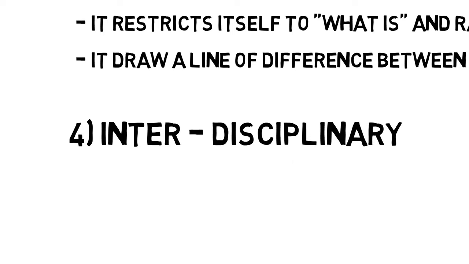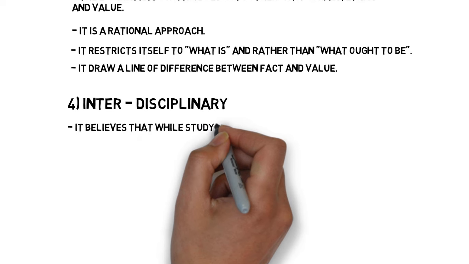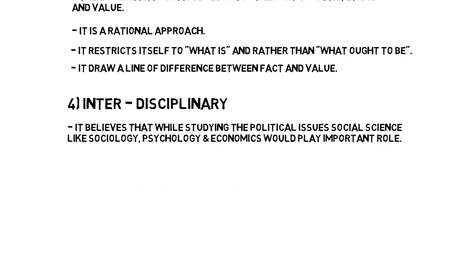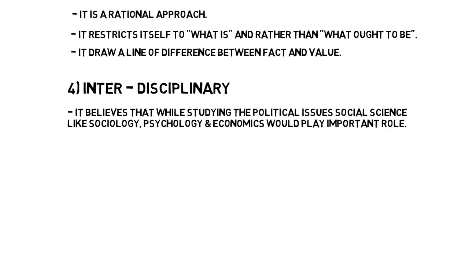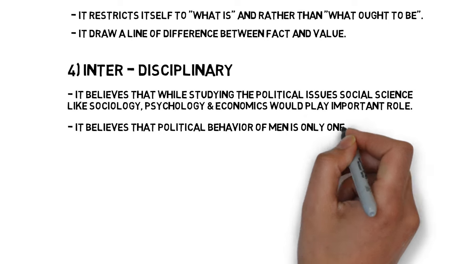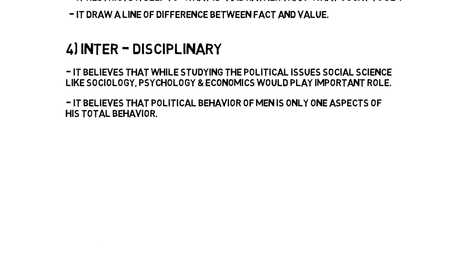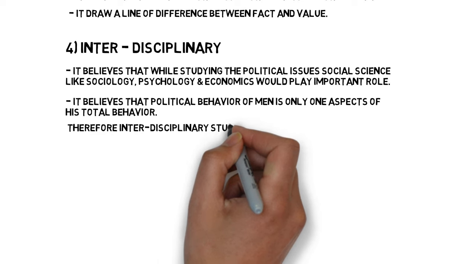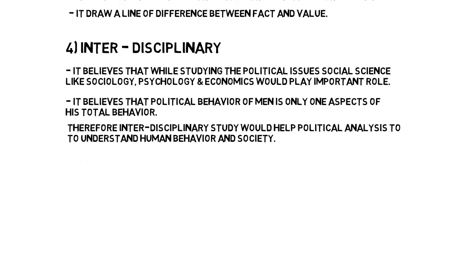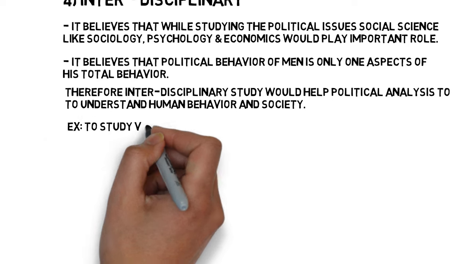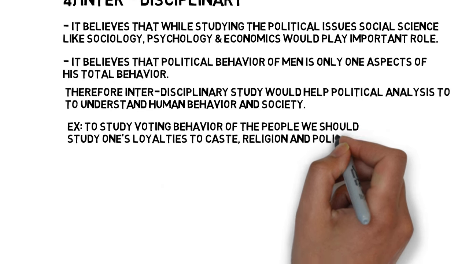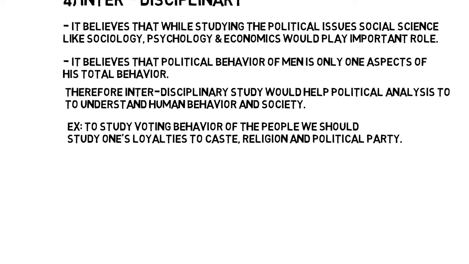Empirical theory is also known for interdisciplinary approach. It believes that while studying the political issues, social sciences like sociology, psychology, and economics would play a more important role. It believes that political behavior of a man is only one aspect of his total behavior. Therefore, interdisciplinary study would help political analysis to understand human behavior and society. The best example to understand this approach would be to study voting behavior of the people. We should study one's loyalty to caste, religion, and political party.